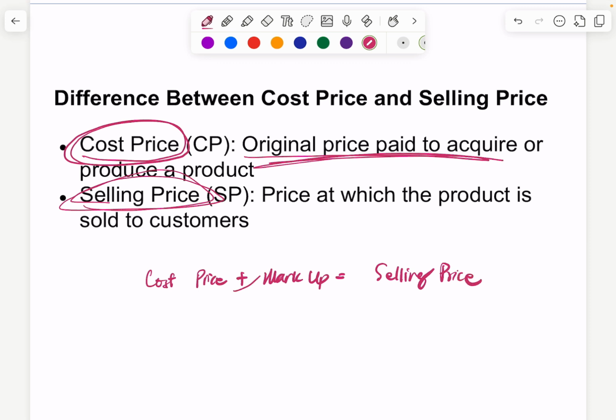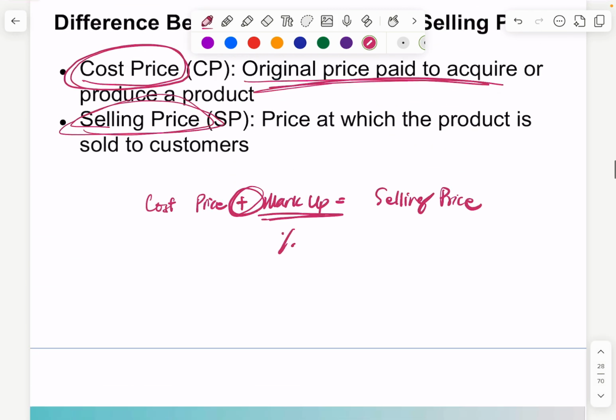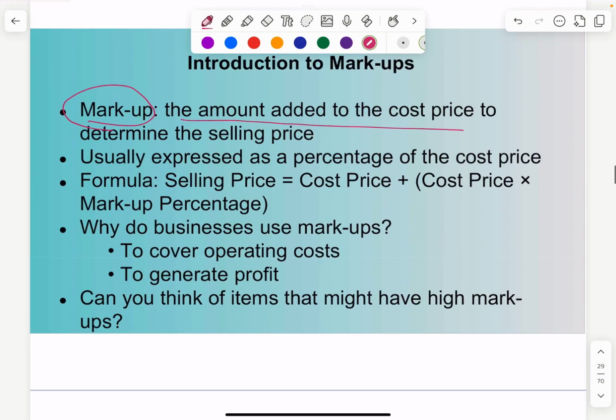Okay, so naatay increase ani. So that is the concept of markup, commonly known as markup percentage. Okay, so let's talk about markup. It is the amount added to the cost price to determine the selling price. Pareha sa ato ang gigama ganina. Okay, so the formula of it, we have it here. To get the selling price, you have cost price plus cost price times markup percentage. Like, pila man ang percentage sa cost price ang imuang idugang.